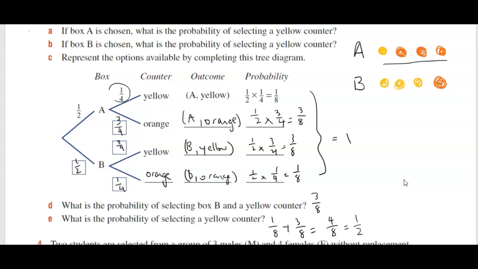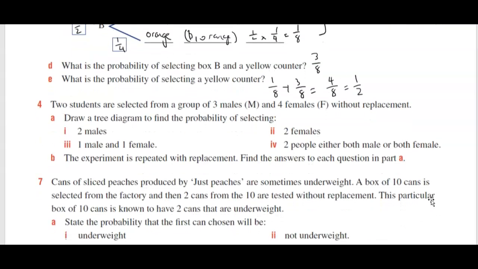So that's a half. With probability, always leave them in fractions, and only simplify at the end, because you can see here that to add them, we need the same denominator. So it's always a good idea to keep the denominators the same until you get to your answer, and then simplify it then.